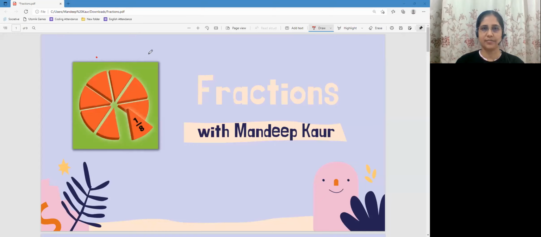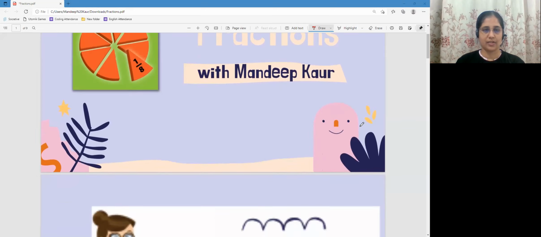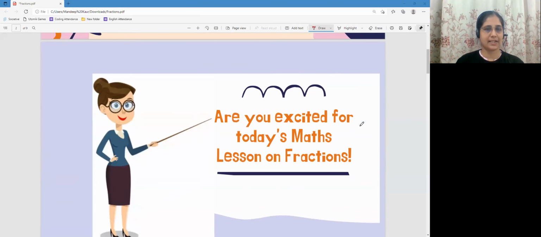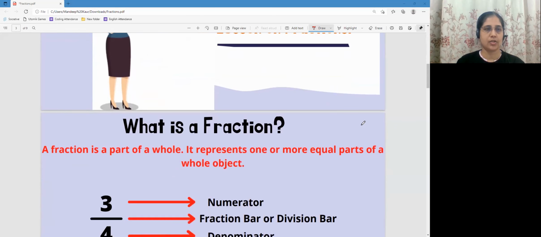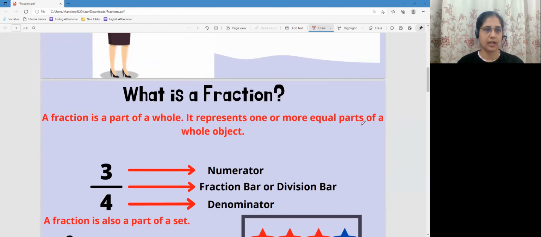Hello children, today we are going to learn about fractions. So are you excited for today's maths lesson on fractions? So let's get started. First of all, we will try to understand what is a fraction, right?